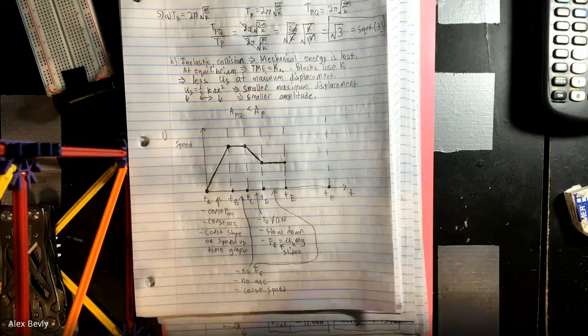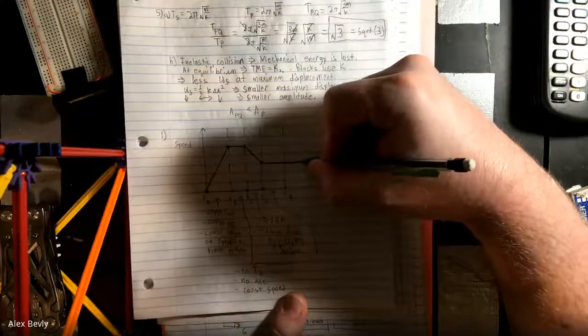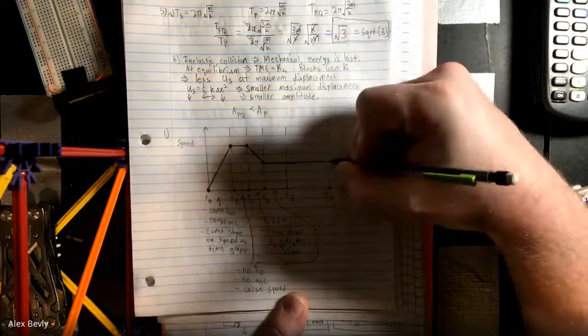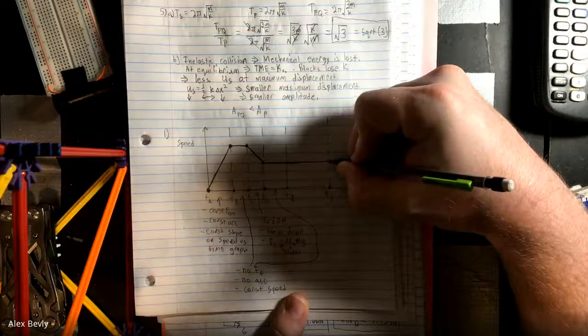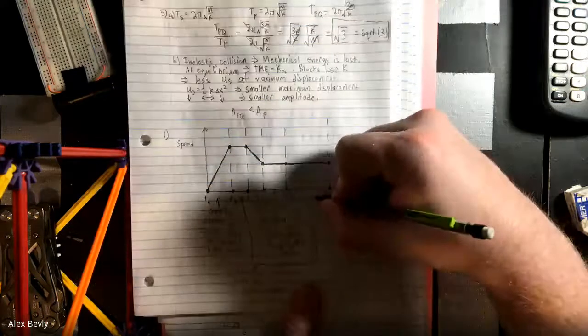Why is the speed of the center of mass constant? I don't know if you looked at the key or you just guessed, but it is constant. Momentum is conserved. The masses are the same. So let's look at that momentum being conserved.